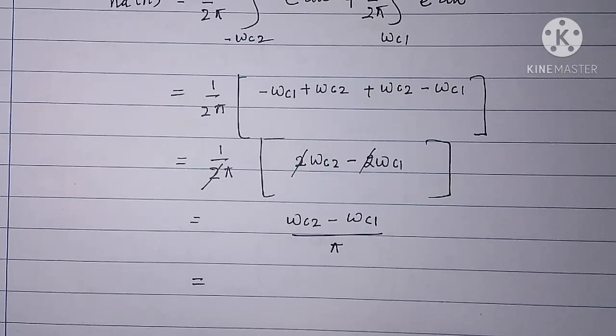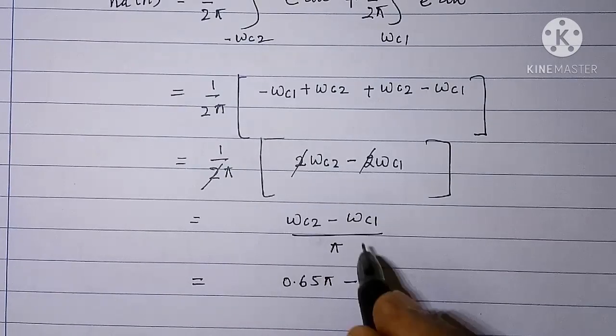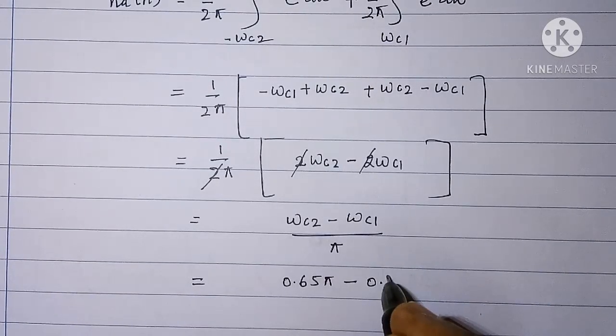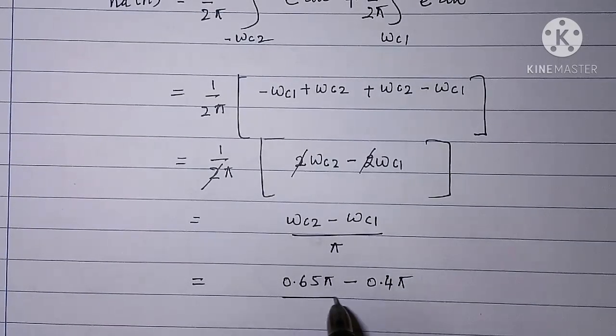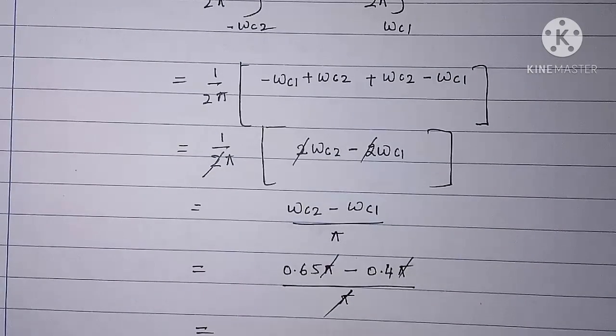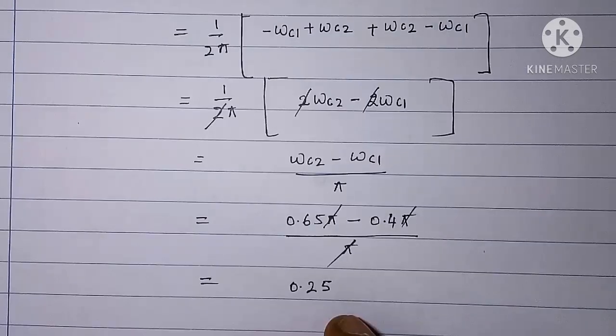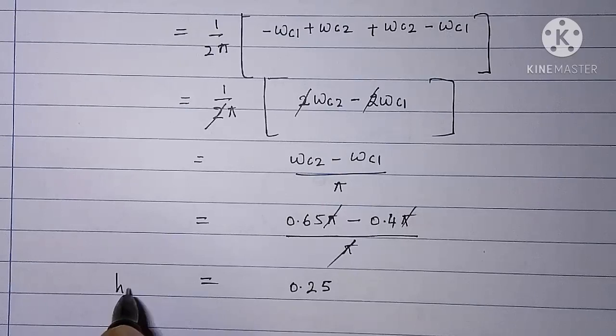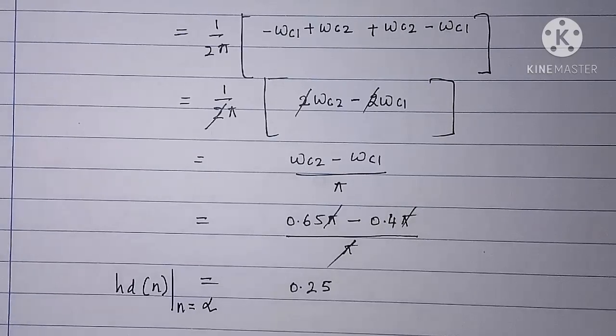We know omega c2 is equal to 0.65 pi and omega c1 is 0.4 pi, divided by pi. If we take pi common outside, pi in numerator and denominator will cancel. 0.65 minus 0.4 is 0.25. So this is what? HD of n at n equal to alpha.